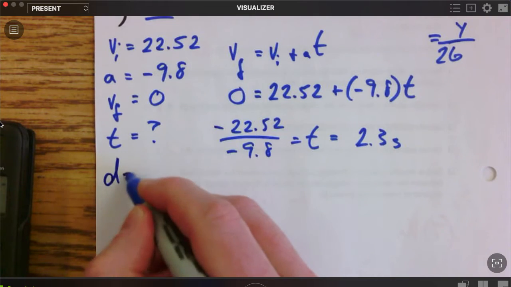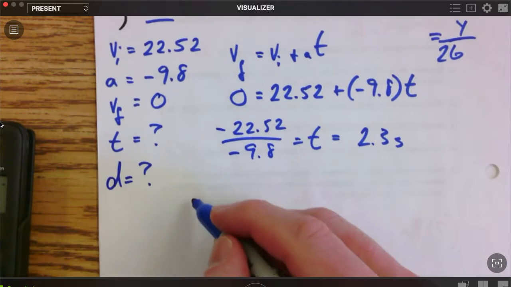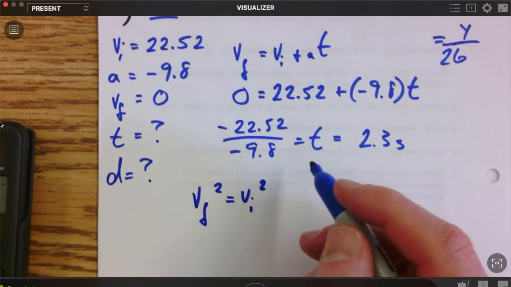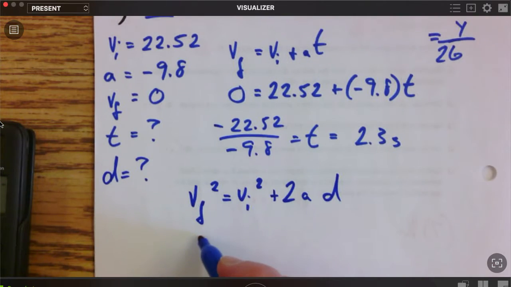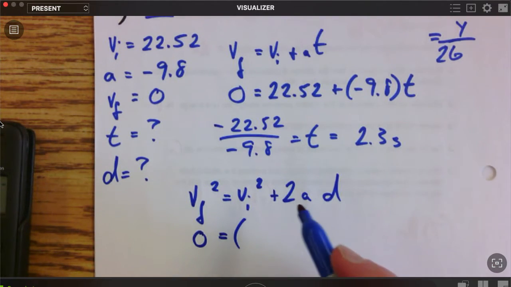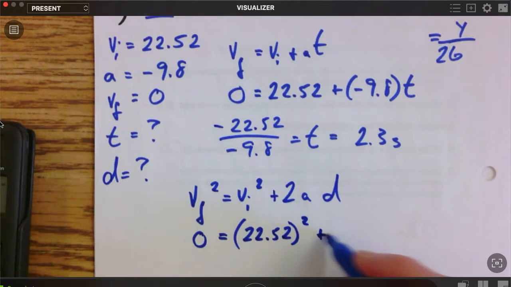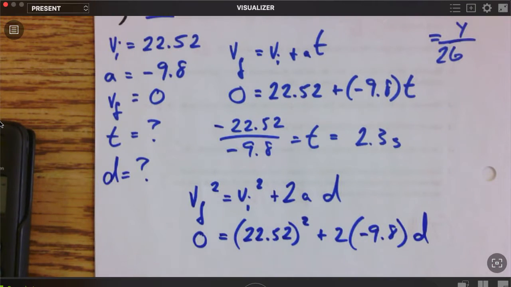So the displacement we need to find, I'm going to look for an equation that doesn't use t. Vf squared equals Vi squared plus 2ad. Final velocity is 0. Initial is 22.52, so 22.52 squared plus 2 times negative 9.8 times d.